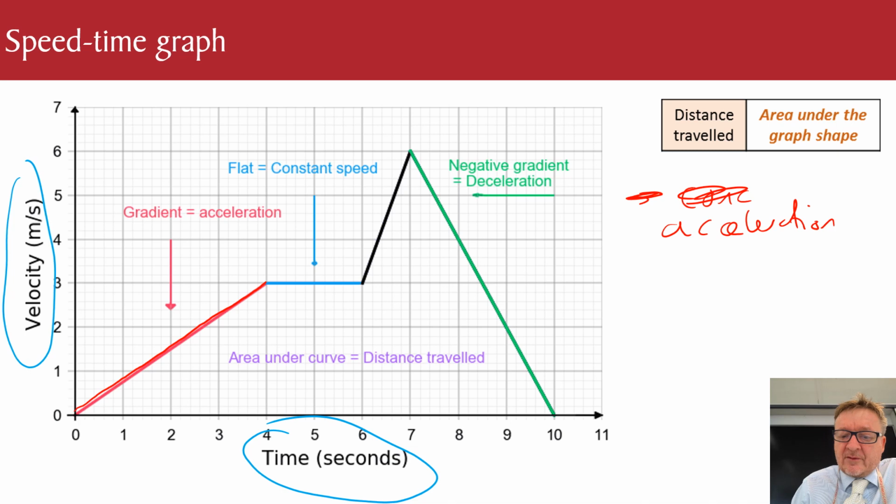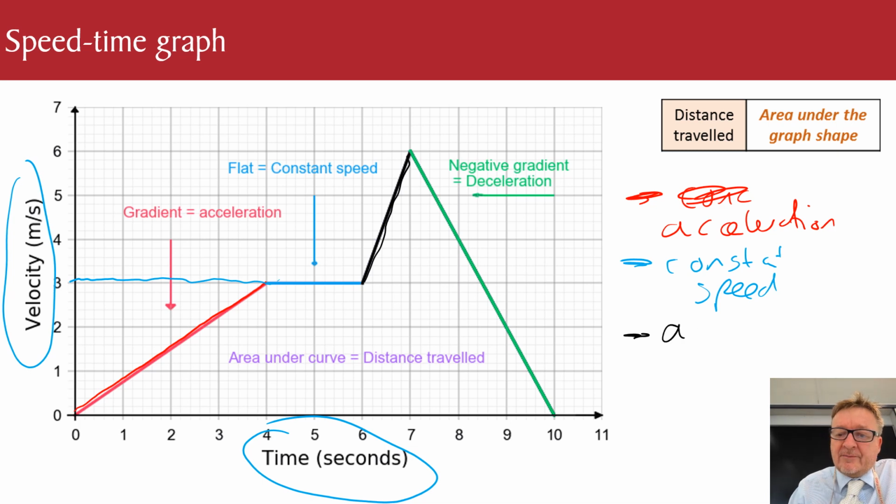B is the one that gets people a little bit, because people say, oh, it's stationary. Do your little line across there, and what you'll see is it's going at 3 meters per second. Therefore, it must be going at a constant speed, so it's not stationary. The black line is accelerating again, but it's accelerating faster than the red line. And the green line, because it's going from 6 meters per second down to 0 meters per second, is decelerating.